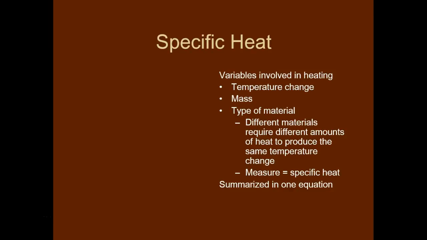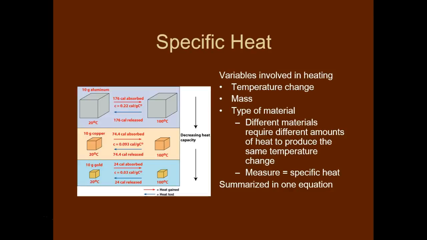The measure of the amount of heat to produce a given temperature change is called the specific heat. And we summarize it in one equation, all three of those things in one equation. Before we get to the equation, however, here's an example. Here we have 10 grams of aluminum. Aluminum is a very light metal, a low-density metal. That's why they make aircraft out of it, space shuttles, things like that, very light.